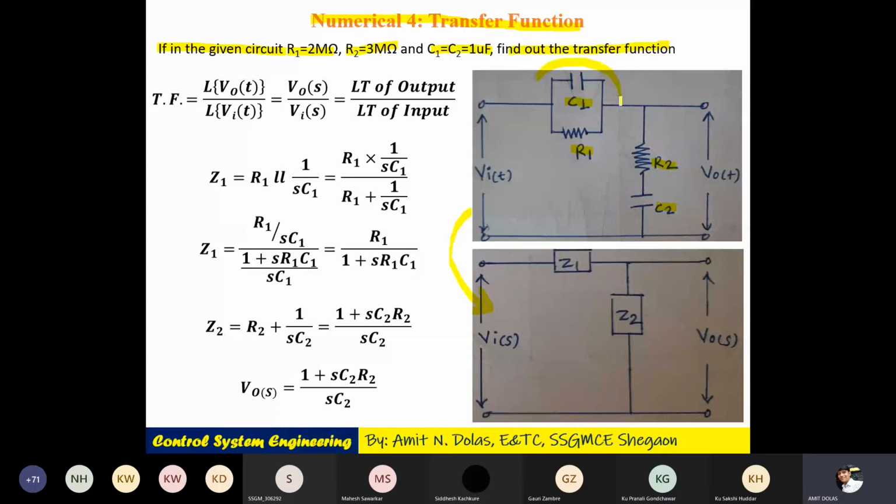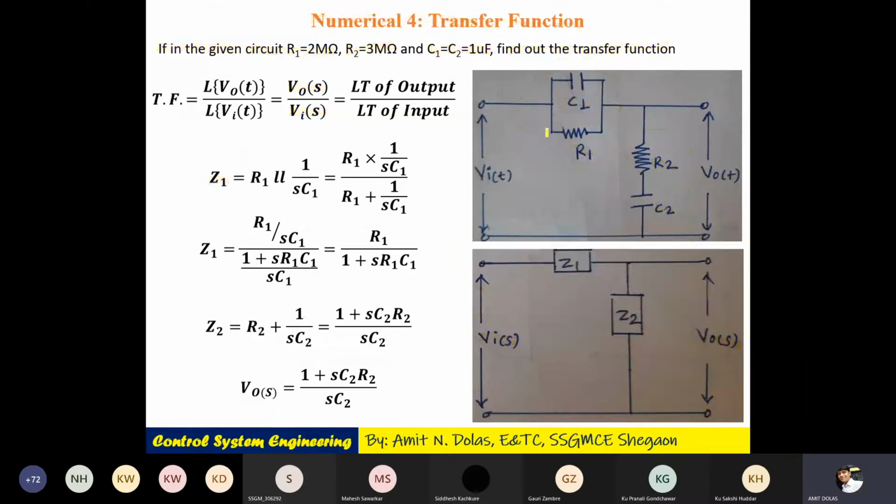Here C1 and R1 in parallel is nothing but impedance Z1. C2 and R2 in series is the impedance Z2, and input Vi of t is converted into Vi of S, Vo of t converted into Vo of S. So let's calculate the impedances first, Z1 and Z2. Our aim is to calculate Vo of S upon Vi of S. So Z1 and Z2. What is Z1?